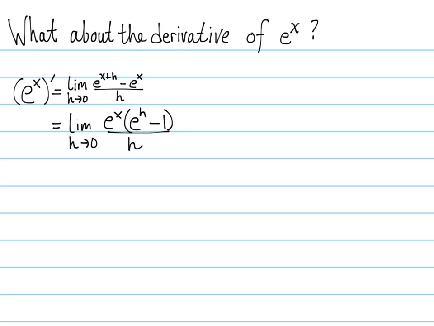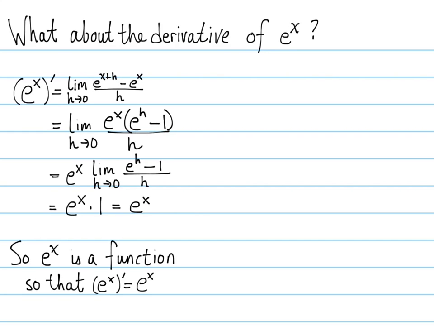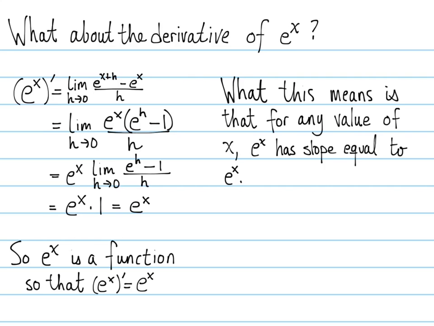Now, e^x doesn't depend on h, and so we can actually pull it out front. And then we have that limit from before. The limit as h goes to 0 of (e^h - 1)/h, well, that's just 1. And so the derivative of e^x is e^x. And that's really weird. What it means is that whenever you pick a value of x, the slope of e^x is just e^x.